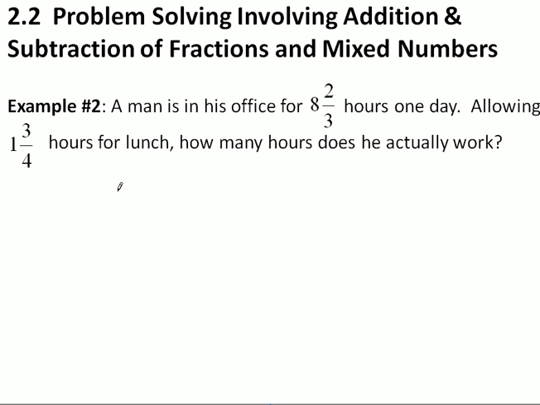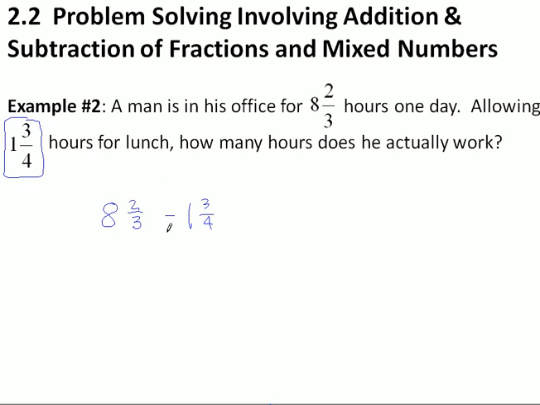Well, if you take 8 2/3 hours, but then you lose this much of it, the question is how much of it do we still have left? This is a subtraction problem. We have 8 2/3 hours. Knock off this much for lunch, and we want to see how much is left for actually working.